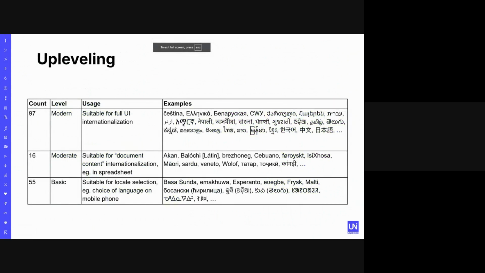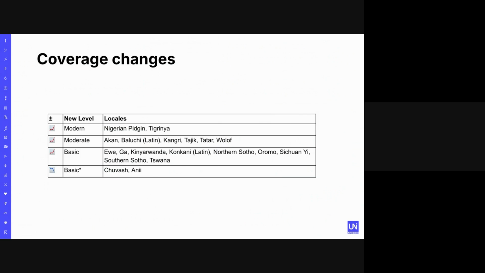Next, we had a lot of languages which were up-leveled. So now we have 97 at modern, 16 at moderate, and 55 at basic. A lot of that was due to the efforts of the DDL work group, the Digitally Disadvantaged Language Work Group. And here's kind of a breakout of which languages advanced.